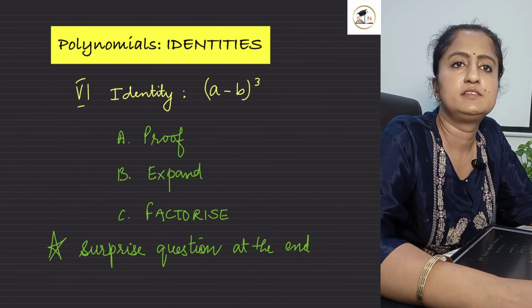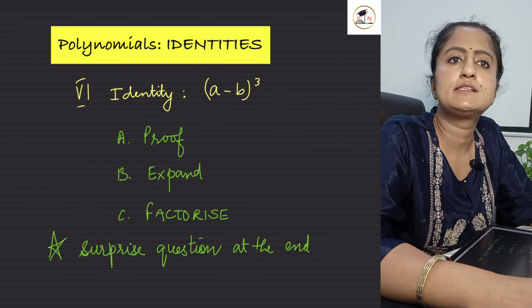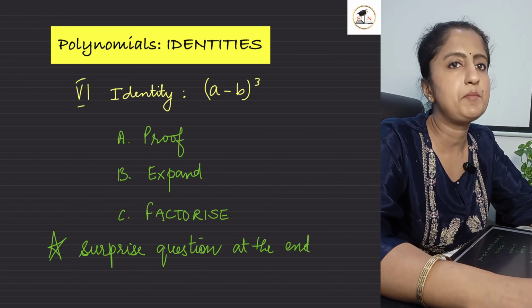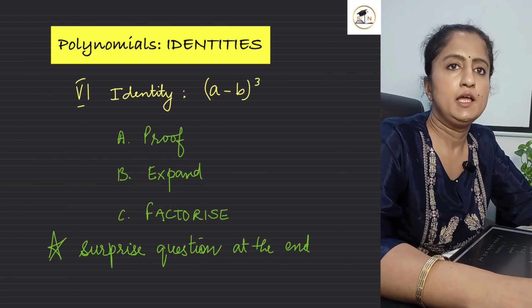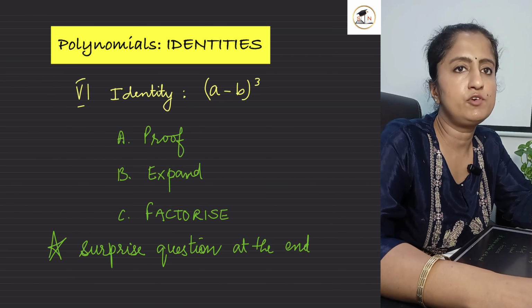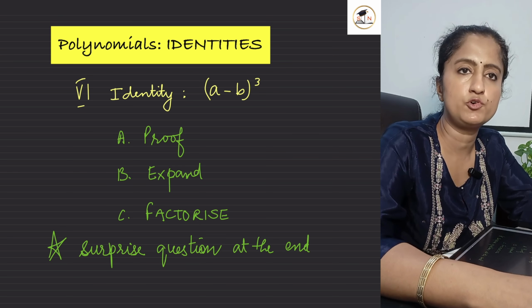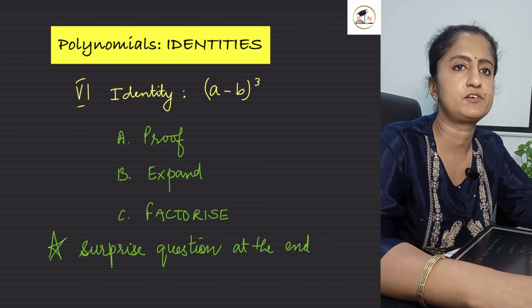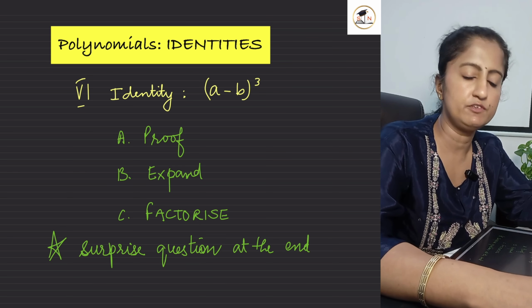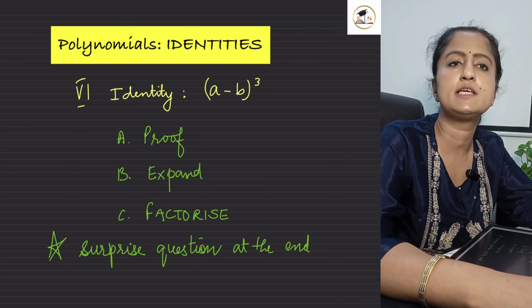Hi everyone, we are going to learn the sixth identity, which is a minus b whole cube. As per the previous videos, we have got a pattern where we will be doing the proof for the identity. We will be expanding, that is using the identity, we will be solving some questions, and then we will be factorizing based on our identity, which is a minus b whole cube.